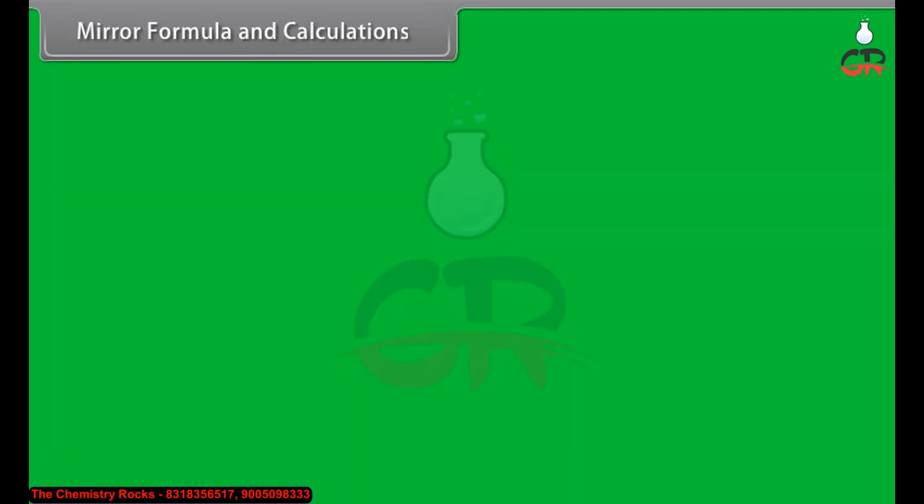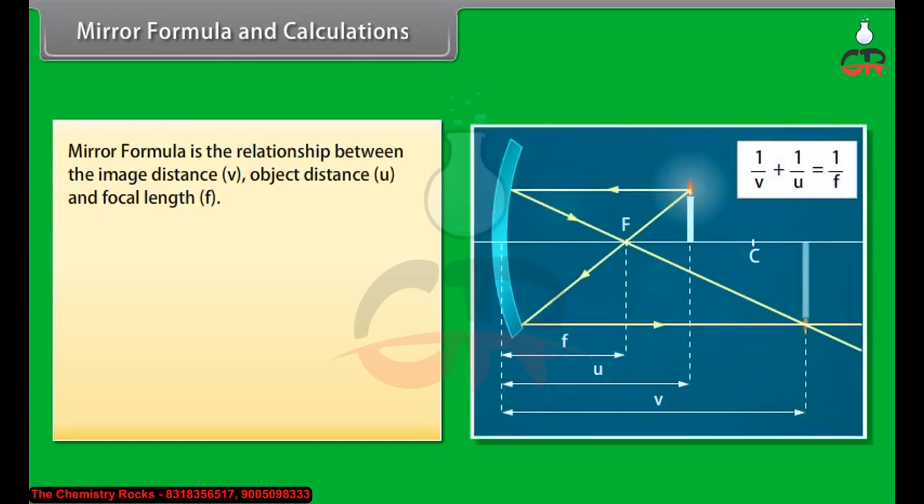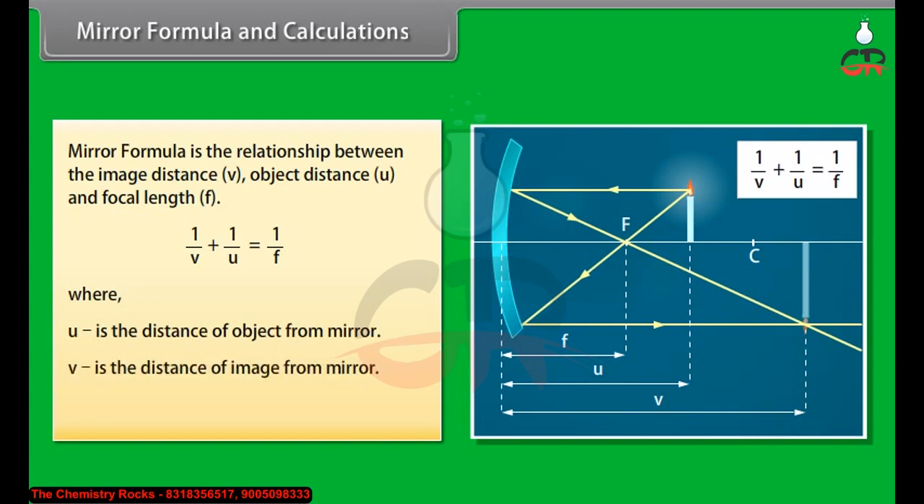Mirror formula and calculations. Mirror formula is the relationship between the image distance v, object distance u, and focal length f. 1 upon v plus 1 upon u is equal to 1 upon f, where u is the distance of object from mirror, v is the distance of image from mirror, f is the focal length of the mirror.